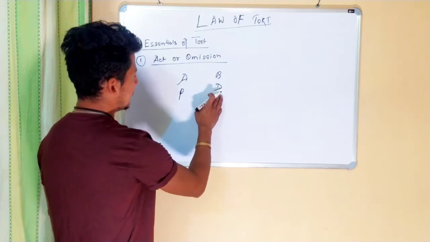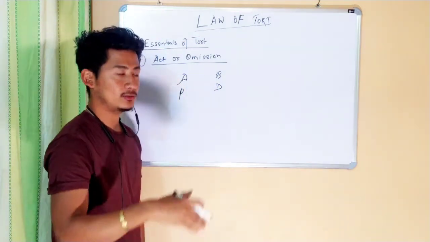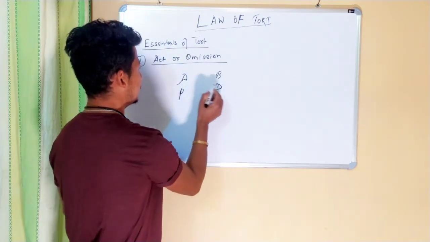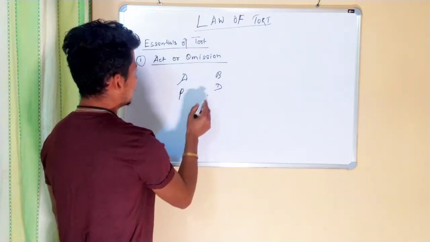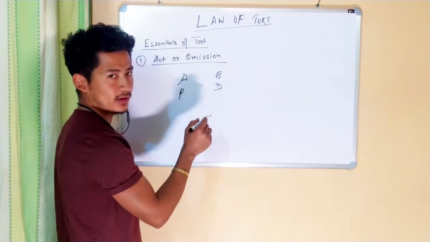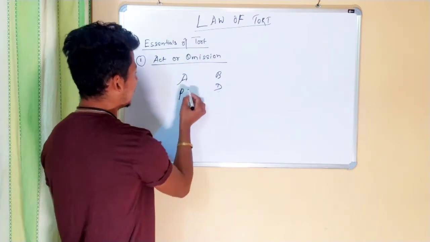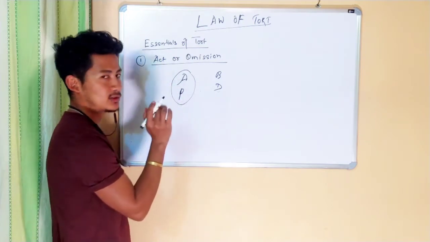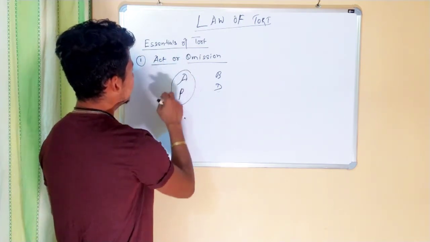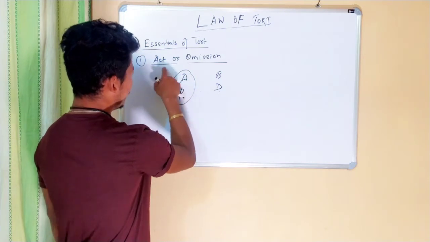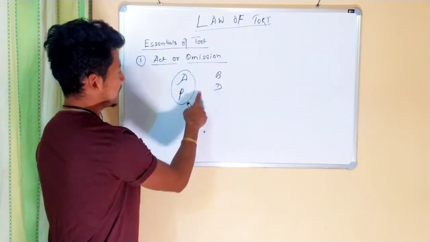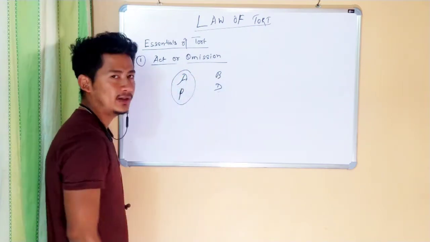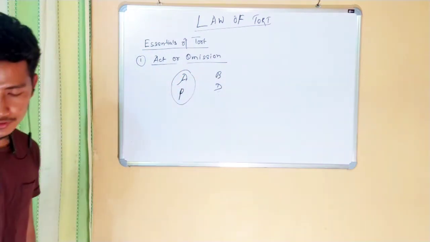or D has not done a certain thing which D is expected or supposed to have done. That means he made the omission. Either he did or he did not, and it has turned out to be harmful for the plaintiff. So the first essential is that there has to be an act or omission which has caused harm to the plaintiff by the defendant. So that is the number one essential.